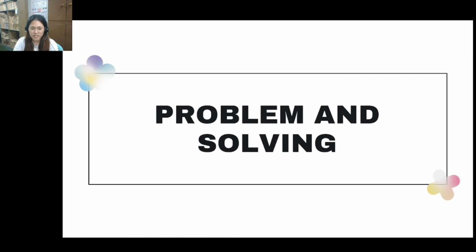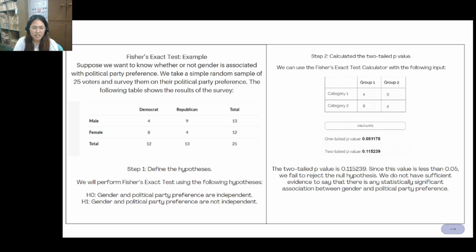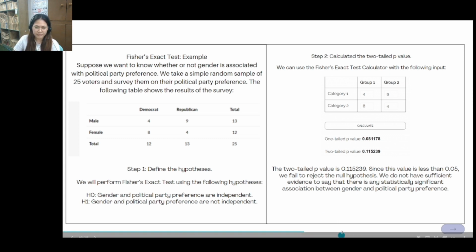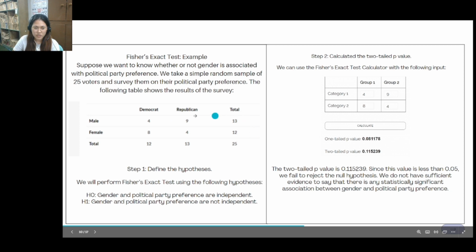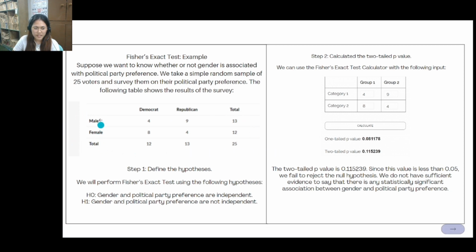Okay, let's proceed to the problem solving. Okay, Fisher's exact test example. Suppose we want to know whether or not gender is associated with political party preference. We take a simple random sample of 25 voters and survey them on their political party preferences. So, the table below shows the result of the survey.